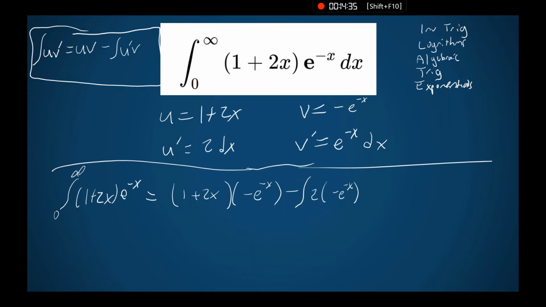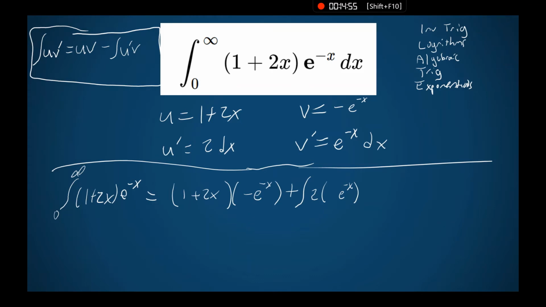So I'm going to move that negative out here. So this will become positive 2e to the negative x. The reason why I'm doing that is because I can integrate this one directly. And we've already integrated e to the negative x. That'll make this easy.